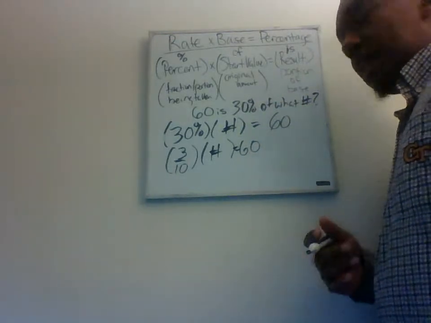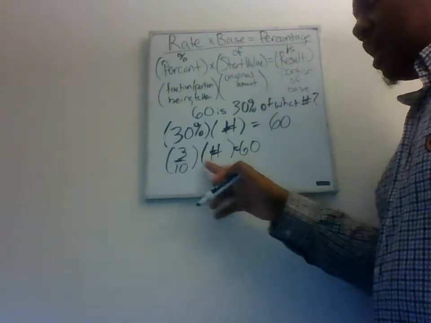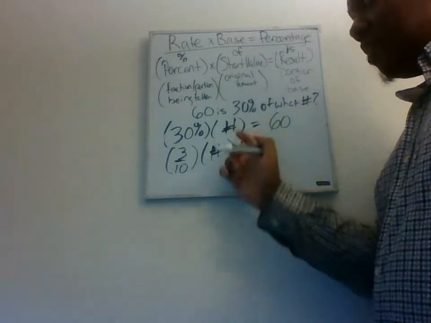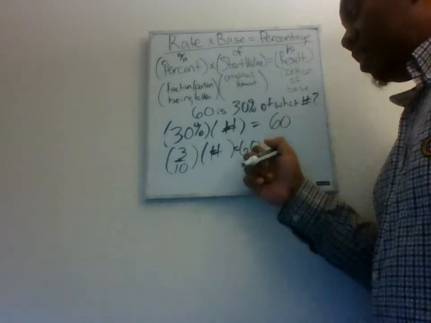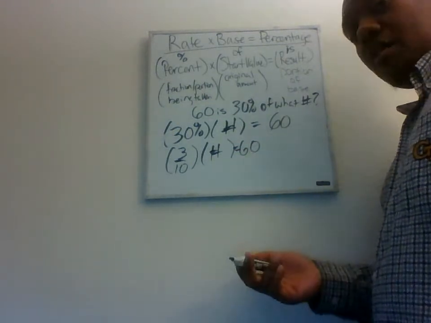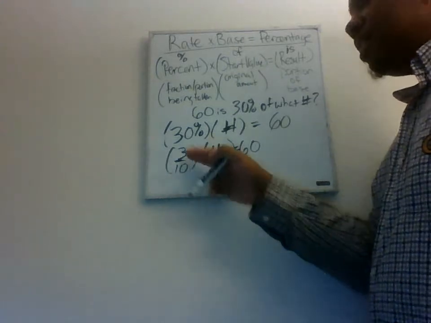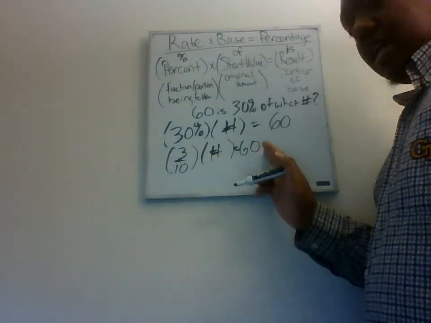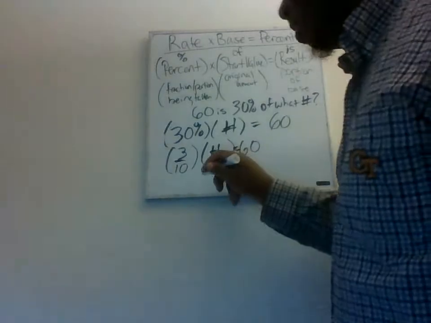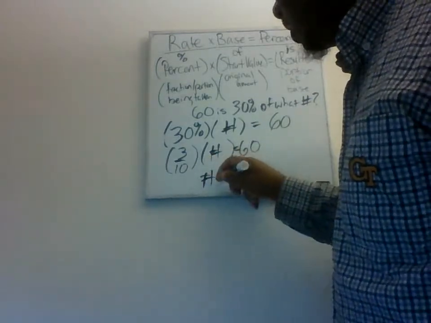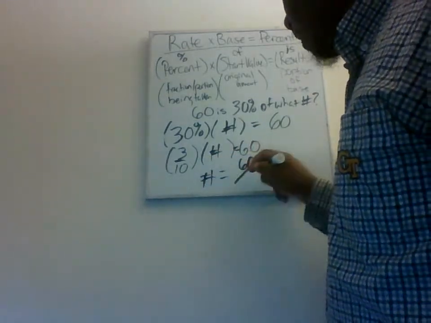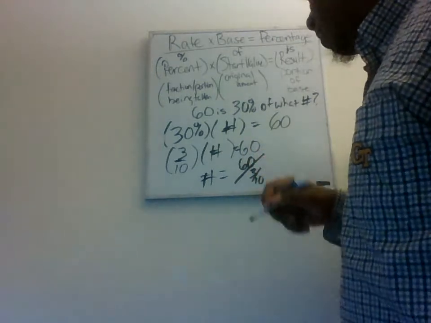Now this looks similar to the last one. One of the unknowns is on this side, on the side where you would have an indirectly proportional problem and a constant. How did we solve for those? That's right, we divided the number on the other side into the constant. So to find out what the base is, it would just be 60 divided by 3/10.